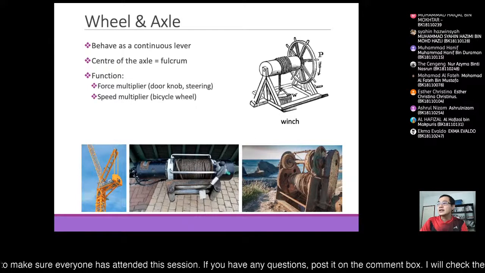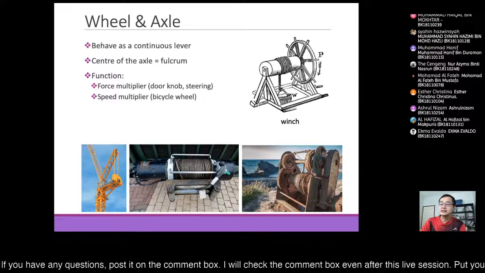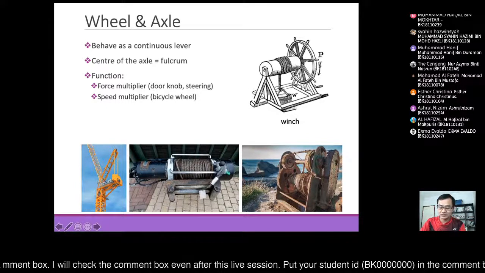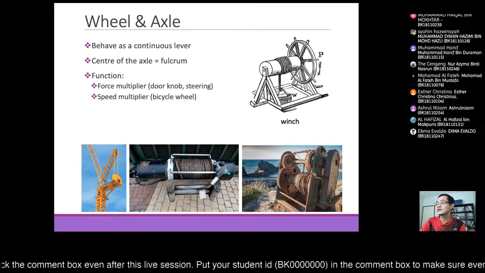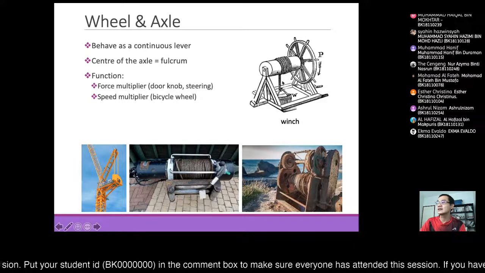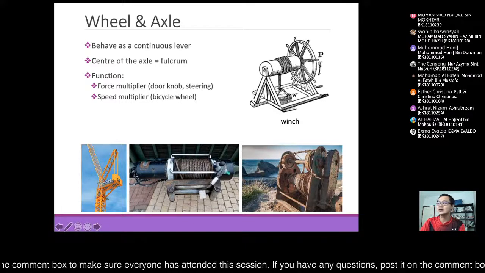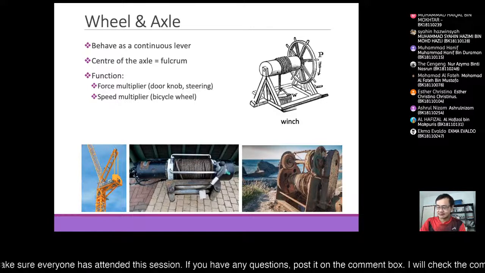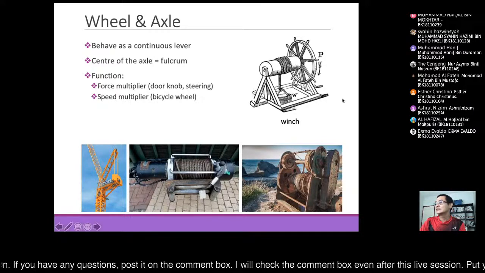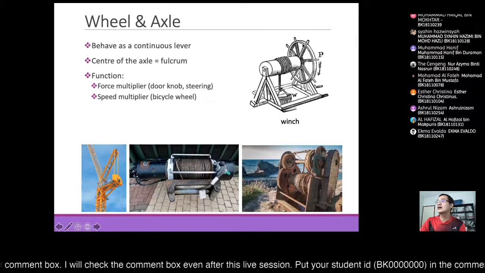And then we will see another simple machine, the wheel and axle. We have seen this in the old days. We have a winch. You just rotate, there is a wheel and there is an axle. So this part will form a system, or a machine itself.